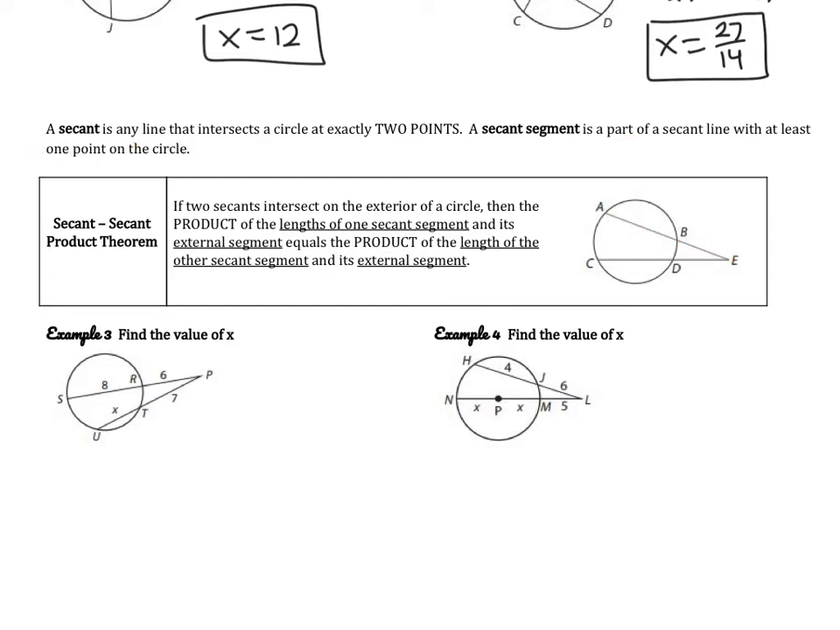Here in the image below, you can see that we have a secant here. AE is the secant because it crosses at 2 points. And we also have CE is a secant because it crosses at 2 points. So the secant product theorem says if two secants intersect on the exterior of a circle, like they do here, these two secants intersect at point E, then the product of the lengths of one secant and its external segment equals the products of the length of the other secant and its external segment.